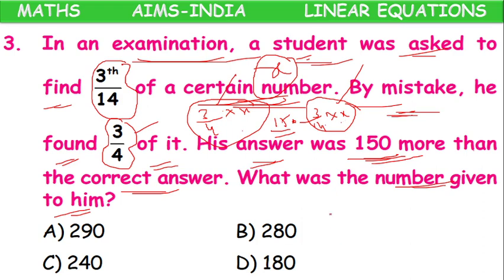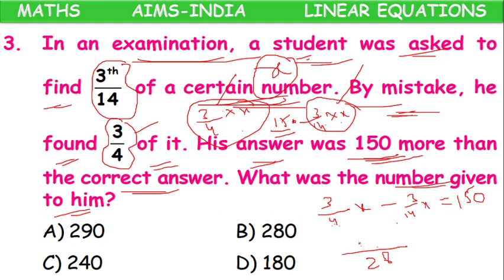Indirectly, what have they given? Indirectly they have given that this is a wrong answer, and 3 by 4x minus 3 by 14x is the correct answer. Their difference is 150. Indirectly they have given this hint in the question. So with the hint we have to find the formula. So for 4 and 14, the LCM is 28. 4 sevens are 28. 12 into 3, 36.